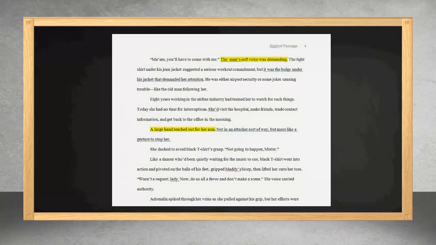Here's another one. "Ma'am, you'll have to come with me." The man's soft voice was demanding. So there we have another action tag after the dialogue that gives us a descriptor. We know it's the man. We also know that his voice was soft and demanding.